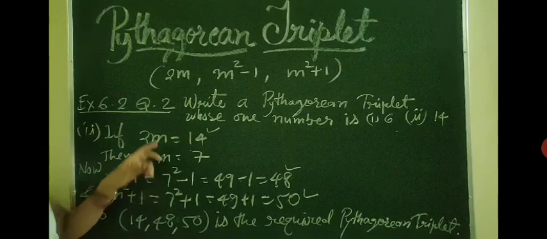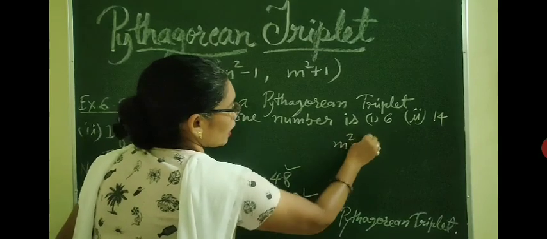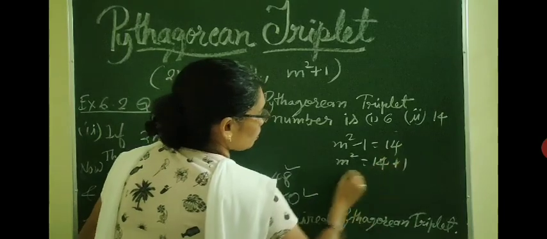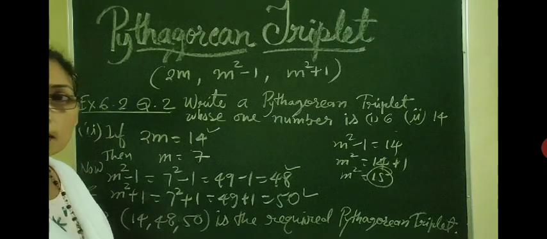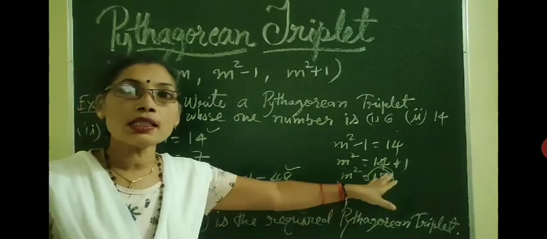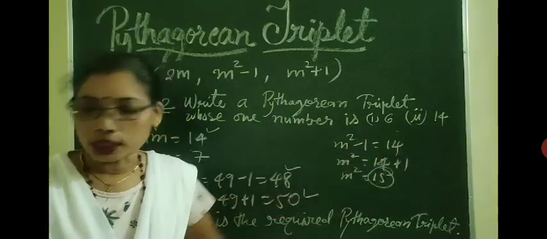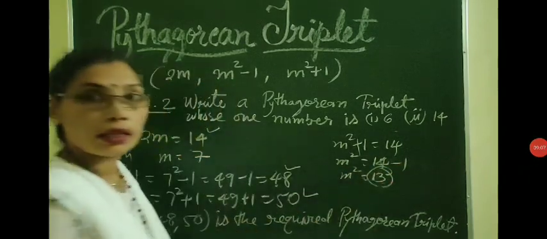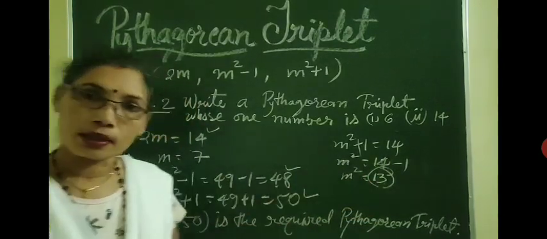If we take m squared minus 1 equal to 14, then what will we get? m squared equals 14 plus 1, m squared equals 15. And here 15 is not a square number. There is no number m whose square is 15. So we can't take m squared minus 1 equal to 14. Similarly, m squared plus 1 equal to 14 gives m squared equal to 13. In this condition also there is no number whose square is 13. Okay, thank you.